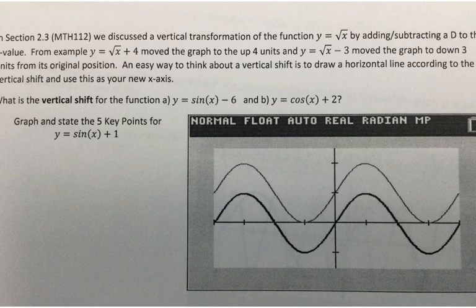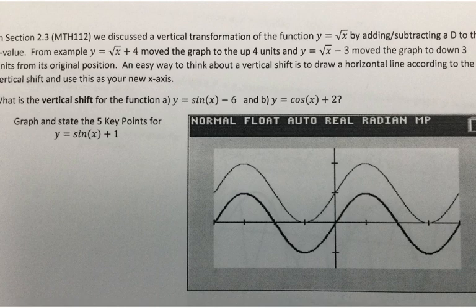So we look here in section 2.3, we discussed a vertical transformation of a function by adding or subtracting a number d to the x value. So for example, if I had y equals the square root of x plus 4, I told you that this plus 4 was on the outside of the parent function. Outside affects the y values, so we're shifting the graph up 4 here. Right here, this minus 3 on the outside is going to shift the graph down 3.